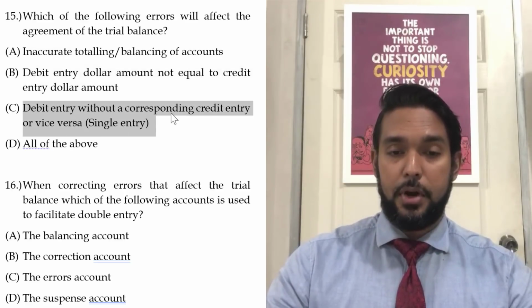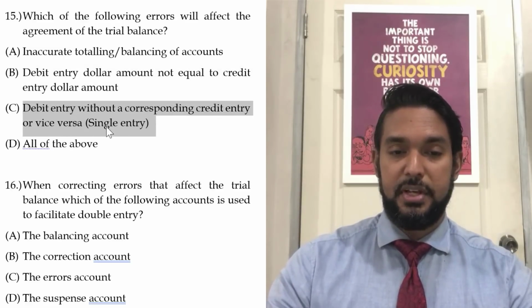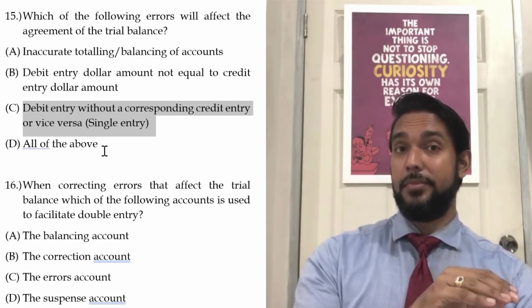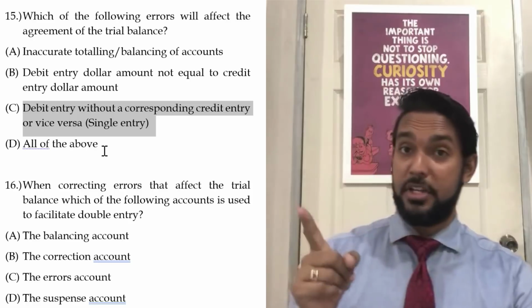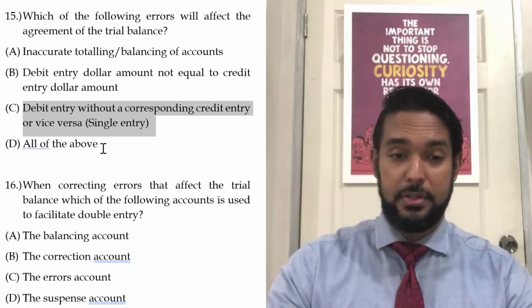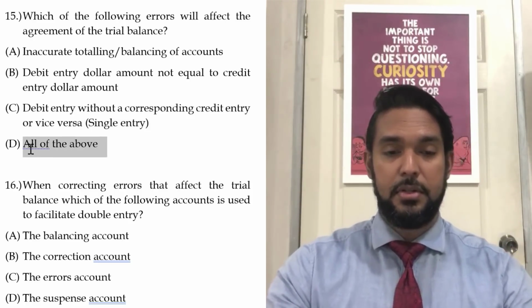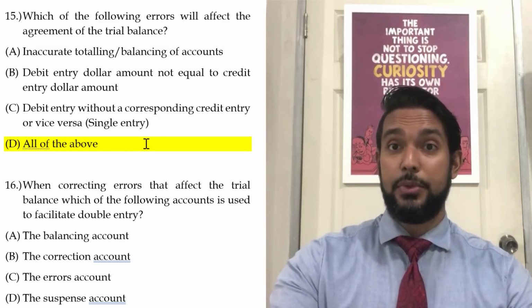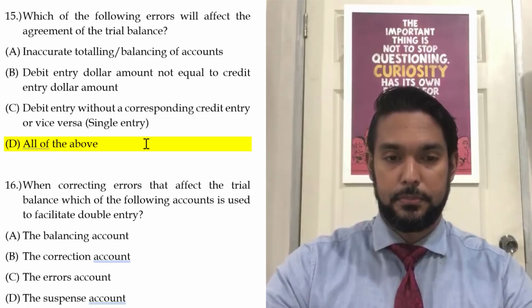Debit entry without a corresponding credit entry or vice versa, single entry. Yep, if you have only a debit on an account without a corresponding credit, or vice versa, a credit without a corresponding debit, then you are not going to have a trial balance that agrees. So all of the above is the answer here. You might want to make some notes or download the handout.